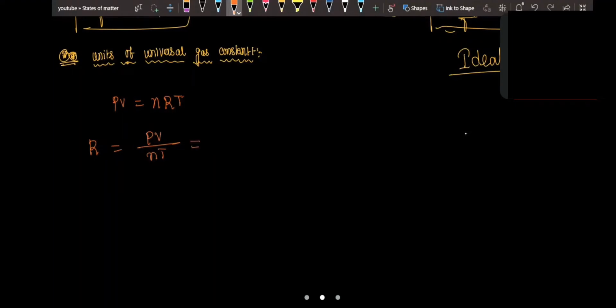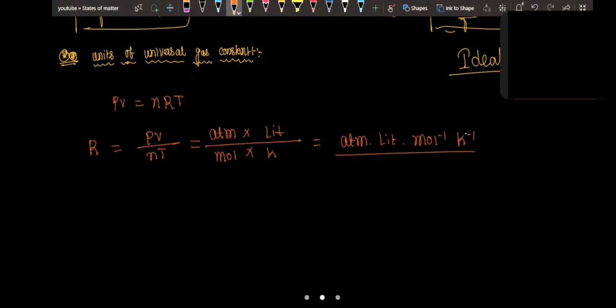So if you want to find out the unit of R, write down all the units. Pressure would be atm, volume would be liters, and n would be the number of moles, definitely, and T would be temperature in kelvins. So overall it is coming as atm liter mole inverse Kelvin inverse, right? Now the value for this particular unit is given as 0.082.